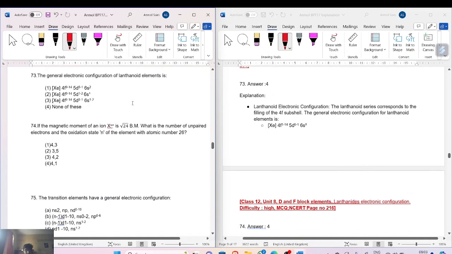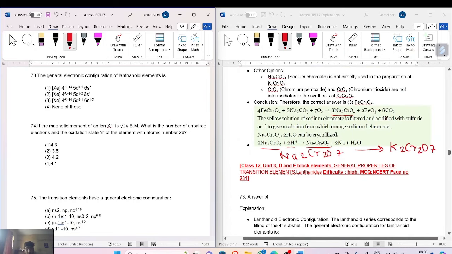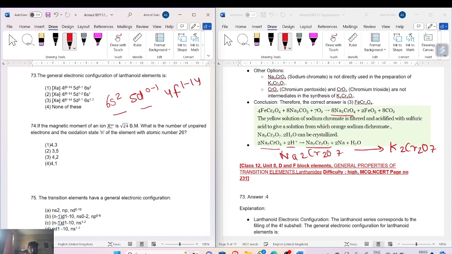Question number 73 asks what the general electronic configuration of a lanthanoid element is. So we have to tell the general electronic configuration for the lanthanoid element. The general electronic configuration for lanthanoid will be 6s2, and for 5d it will be 0 to 1, and then for lanthanoid it will be 4f, and for f it will be 1 to 14. So this is the general electronic configuration for lanthanoid.